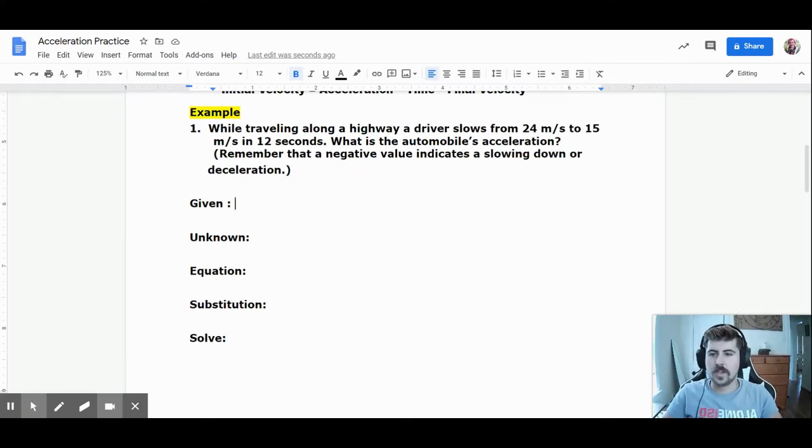I wanted to go over the example problem from today's practice for acceleration. So let's go ahead and get started. First thing we need to do, I've got the GUESS method already set up here for you guys. So first thing we need is to find the givens.